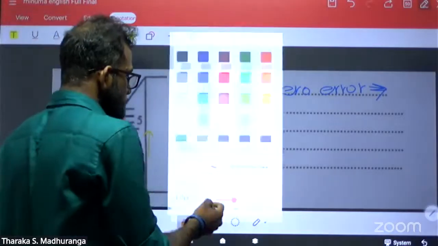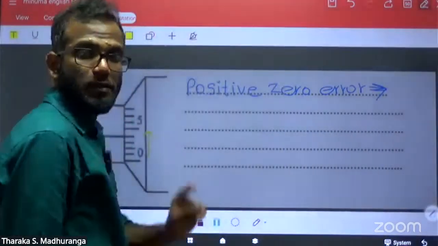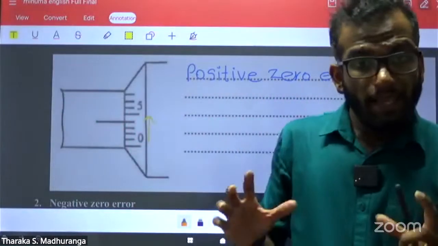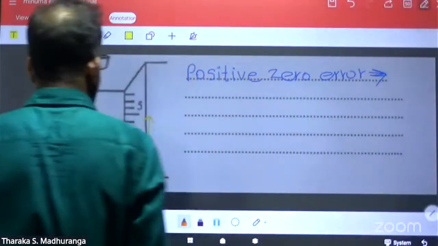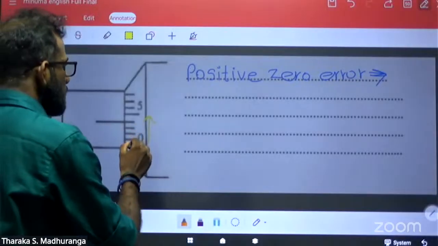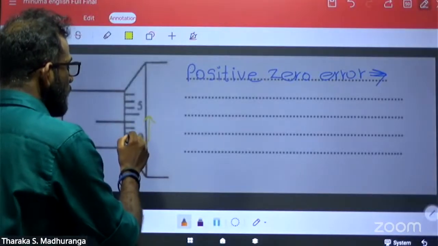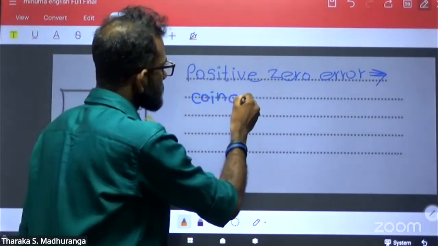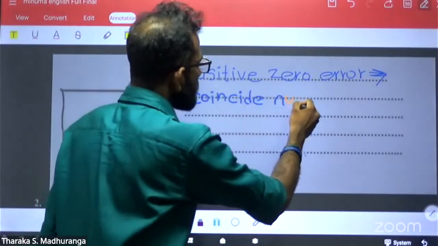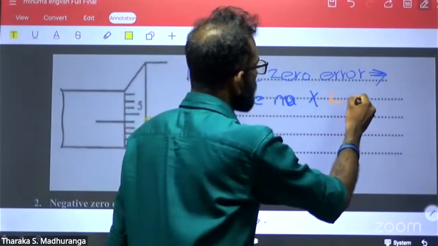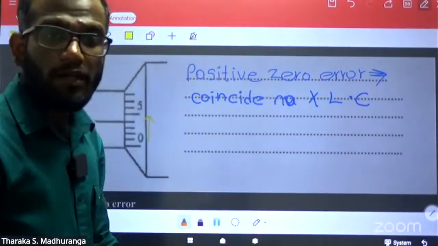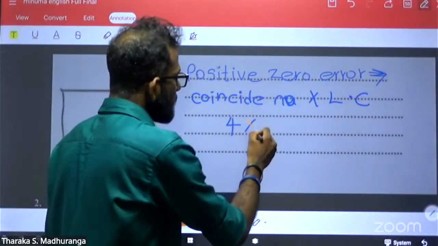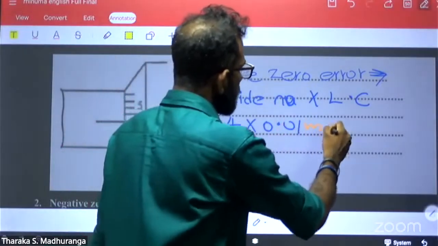It's easy. You can get the positive zero error value. Remember, first, this is the error value, not the measurement. The error value is the coincide number, 0, 1, 2, 3, 4, multiplied by the least count. Very simple. In this one, the coincide number is 4, multiplied by 0.01, which is the least count.